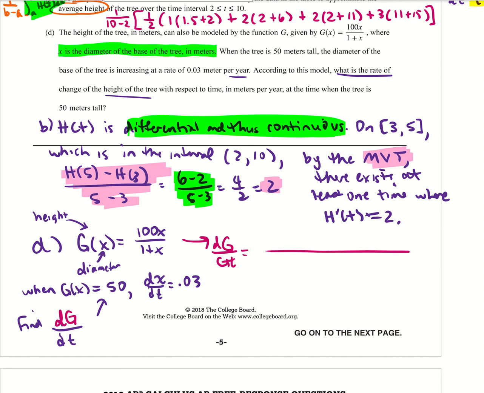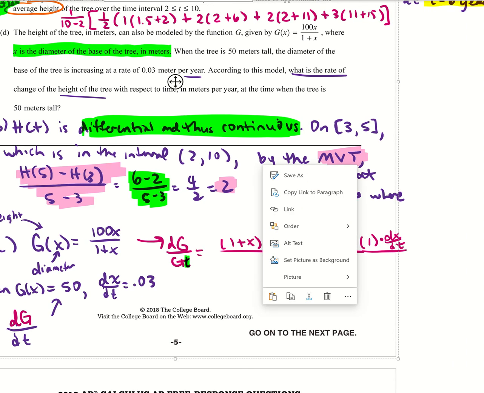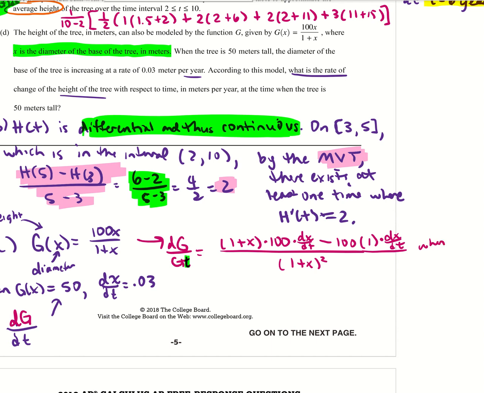So the quotient rule would be the denominator times the derivative of the numerator, but I'm doing this with respect to t, not x. So I have to multiply this by dx over dt, minus the numerator times the derivative of the denominator. But anytime I take a derivative that involves x, I have to do times dx over dt. And then all divided by the denominator squared. Now I want this specifically to be evaluated when g is equal to 50. When g of x is equal to 50.